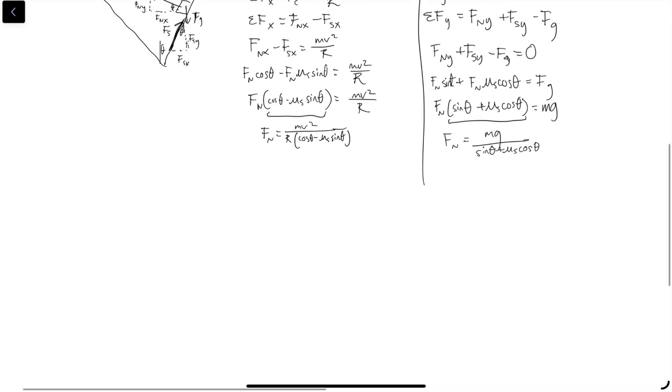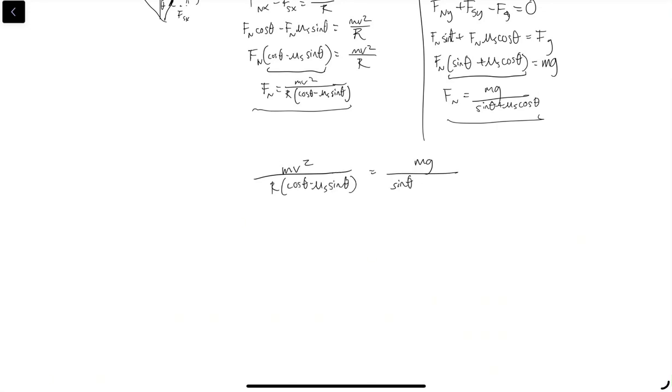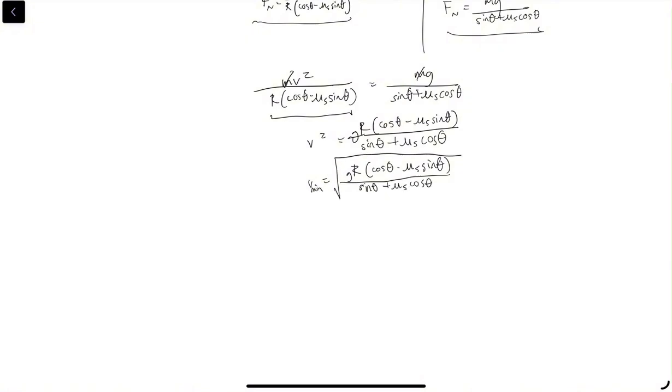Okay, now that we have both equations for Fn, we can set them as equal to each other. These m's will cancel out, and we're trying to isolate for v, so we can just multiply this whole thing up. And then we can square root both sides. And this is v min.